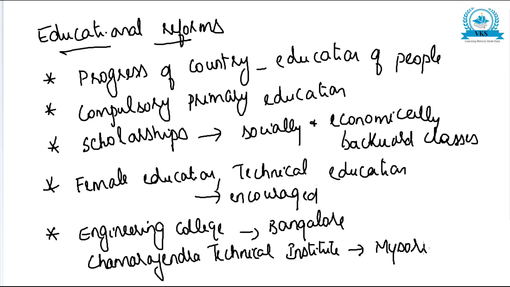So considering education, he believed that the progress of a country depended on the education of the people. He started compulsory primary education. Scholarships were introduced to encourage education among the socially and economically backward classes. Female education and technical education were given importance. He started the engineering college at Bangalore and the Chamarajendra Technical Institute at Mysore.